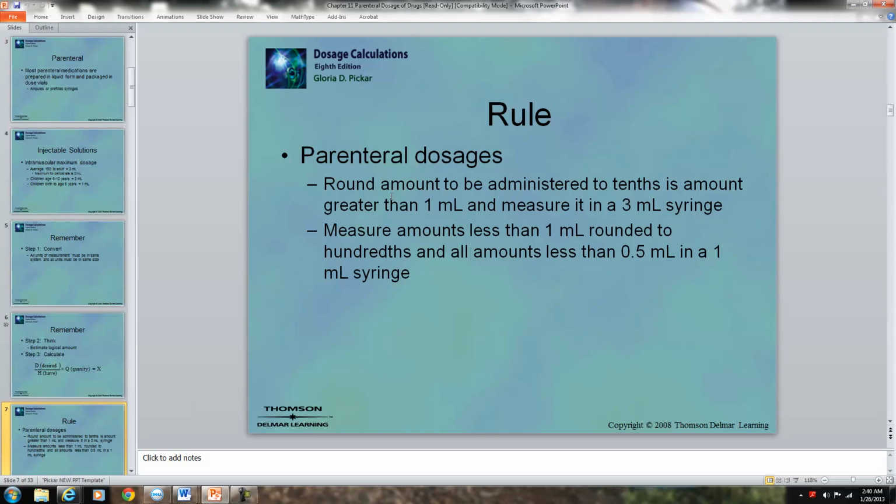Parenteral dosages, we want to round the amount to be administered to tenths. And if it is greater than 1 milliliter, we'll measure it in a 3 milliliter syringe. And if our amount is less than a milliliter, we will round to hundredths. And all amounts less than 5/10 of a milliliter, we will put in a 1 milliliter syringe. Now again, if it's greater than a milliliter, you're rounding to tenths, and it goes in a 3 milliliter syringe. If it is less than a milliliter, you will use a 1 milliliter syringe, and you will round to hundredths.